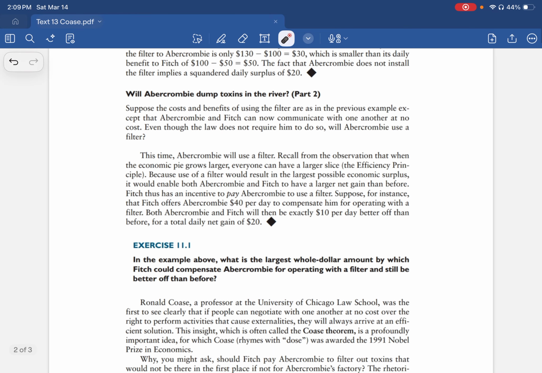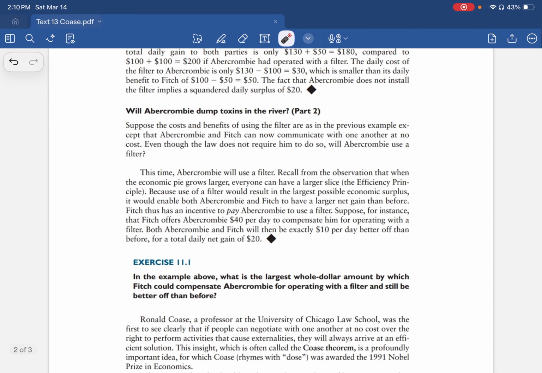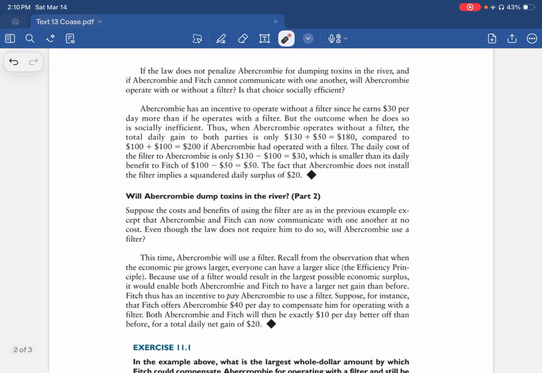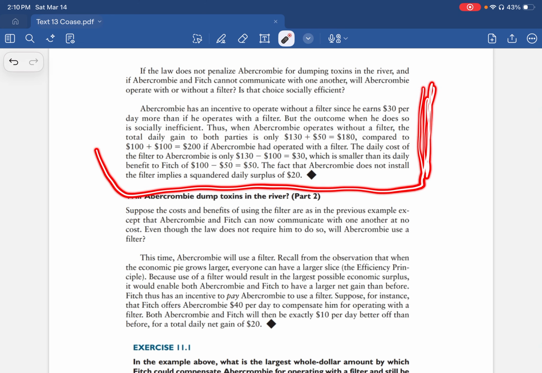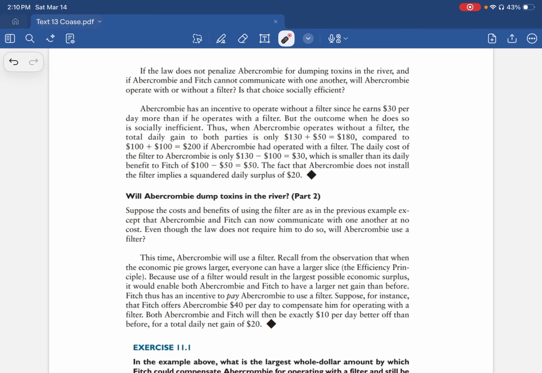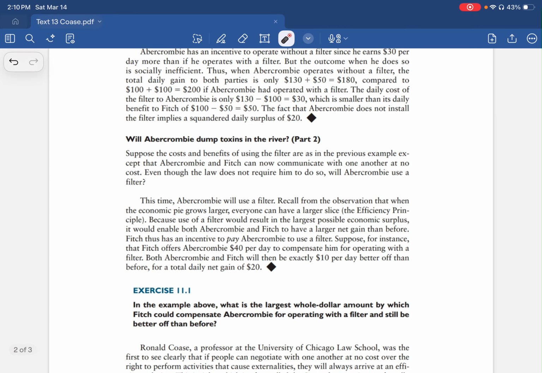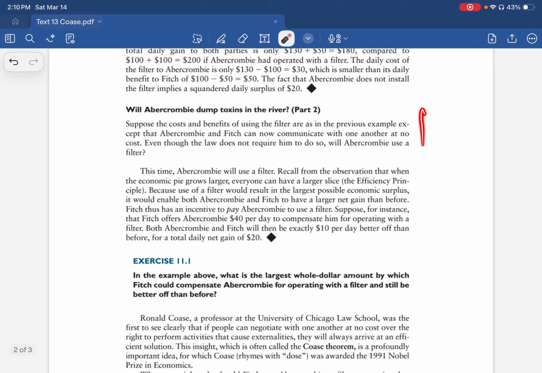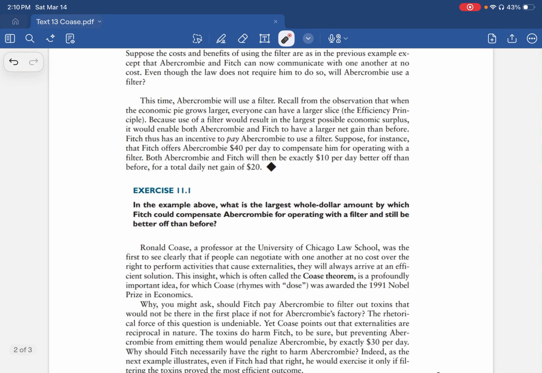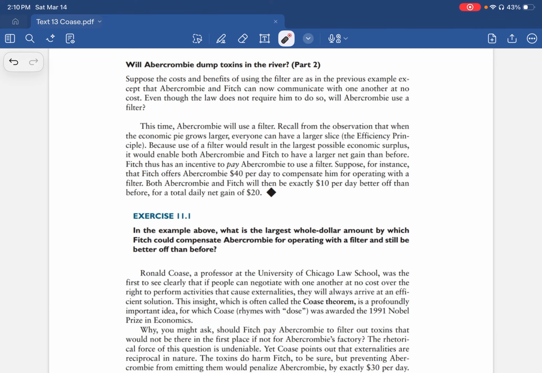All right, let's see. I think we just went over the first part. So what's going on here? Suppose the cost and benefit of using the filter are as in the previous example. Basically, that was the story of Abercrombie doing what made sense to him without Fitch being able to encourage him to do something that would restore efficiency. And this part 2 is what we just went over, showing how sharing $40 with Abercrombie helps Fitch to be better off himself.